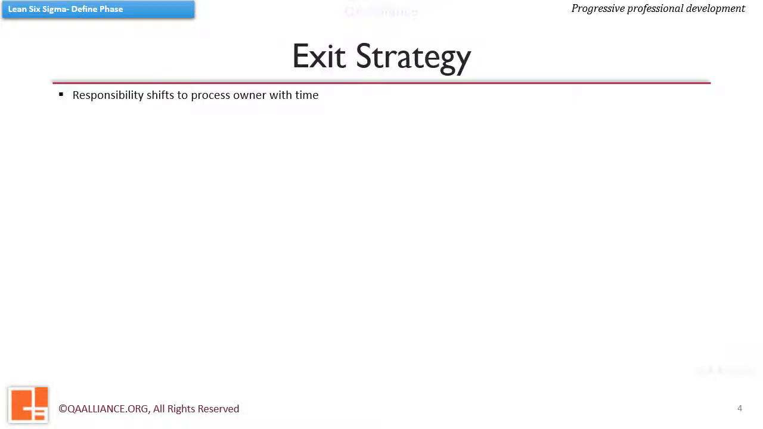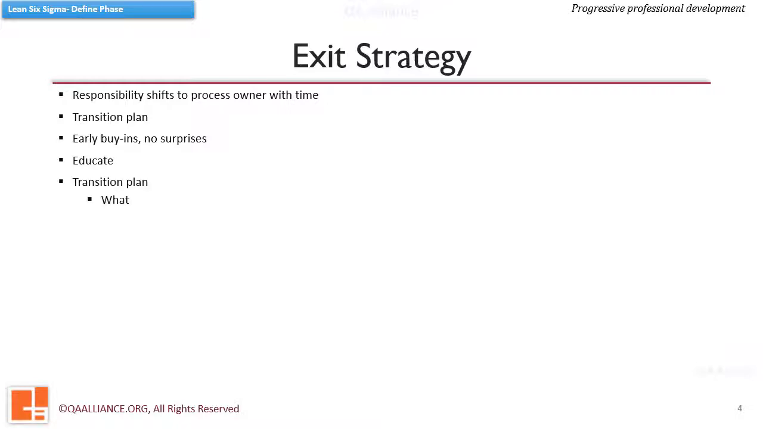Belts should work their way out of the project and ensure that responsibility shifts from them to the process owner. A project transition plan should be made to ensure smooth transitioning. Early buy-in helps as there are no surprises among the process team. It is also our responsibility to educate the process team about the new processes and measurements.